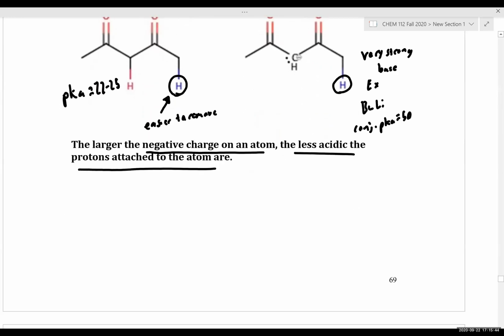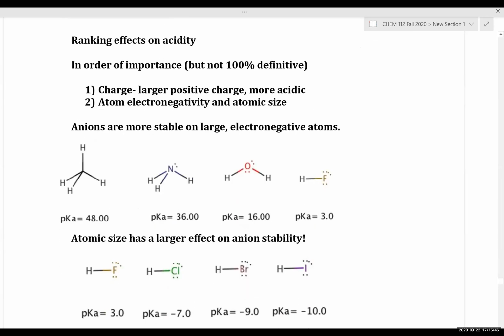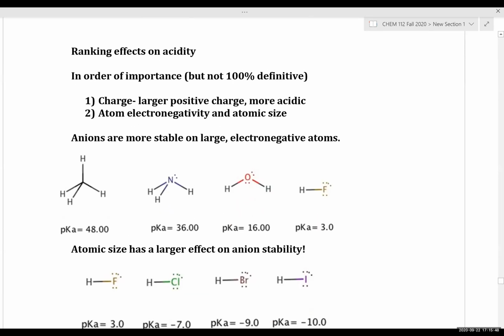Okay, so let's keep going then, and let's talk about ranking these effects on acidity. So this is in order of importance, but this is not 100% definitive. You will see some exceptions depending on the magnitude of these effects. First, charge, that's the big one. It has the largest effect on acidity.